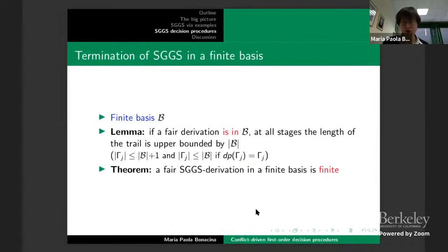Now, we can show that if a fair derivation is in a finite basis, at all stages, the length of the trail is upper bounded by the cardinality of the finite basis. And therefore, by the previous fundamental theorems, a fair SDGS derivation in a finite basis is guaranteed to halt.